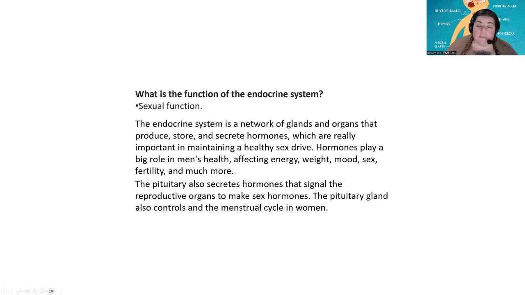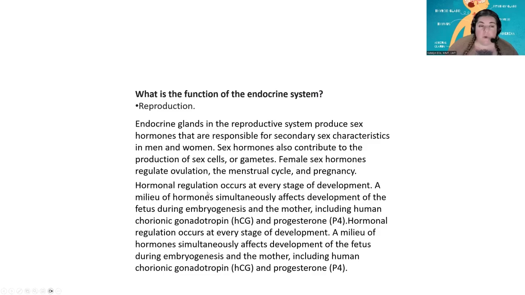Hormones play a big role in men's health and women's health, affecting energy, weight, mood, sex, fertility, and much more. The pituitary gland secretes hormones that signal the reproductive organs to make sex hormones. The pituitary gland also controls the menstrual cycle in women. All right, we're going to get a little bit more into this as we talk about reproduction specifically.